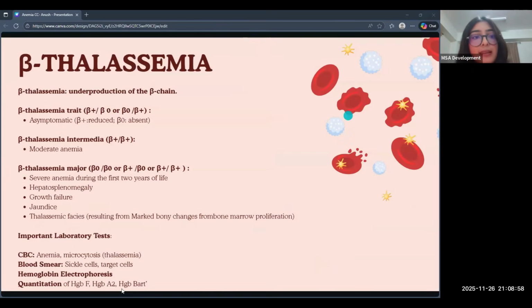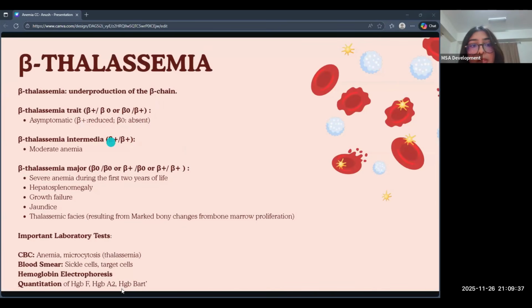Okay, now coming to beta thalassemia. Now, beta thalassemia is very important because they're more likely to ask you about this. So in beta thalassemia, there's underproduction of the beta globin chain. So in trait, we have asymptomatic because the beta globin is reduced. If it's reduced, it's B+, okay? If it's absent, it's B0. Most of the time, it's reduced, so it should still be sufficient enough. That's why we call it trait. There's not too many symptoms. It's barely noticeable, basically.